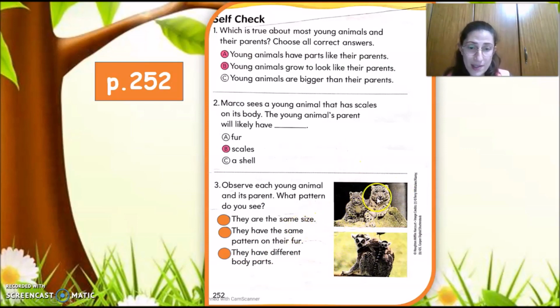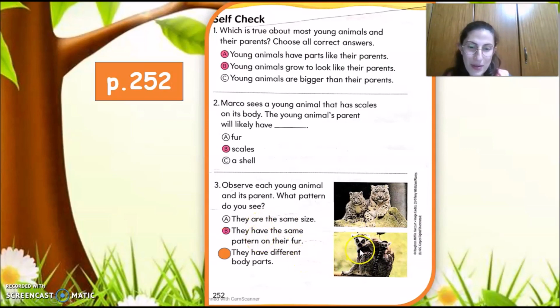A. They are the same size. Are the young animals and their parent the same size? No, so A is incorrect. B. They have the same pattern on their fur. It means they have the same prints on their fur. So over here we could see black prints on the fur. Over here we could see white stripes on the fur. C. They have different body parts. What do you guys think?